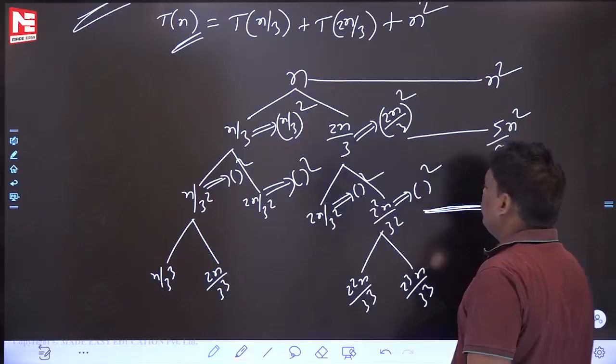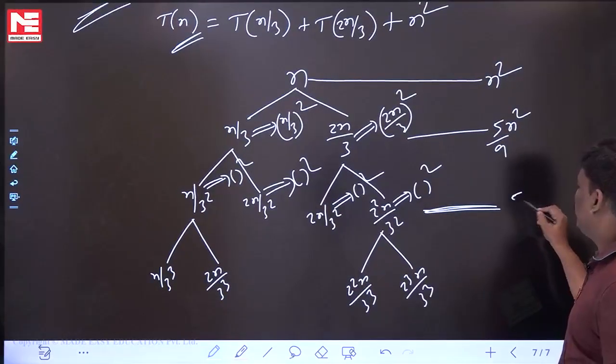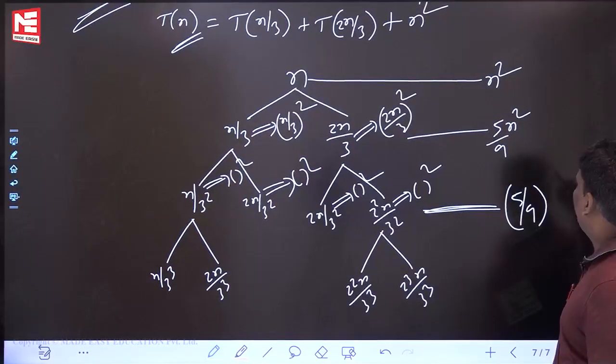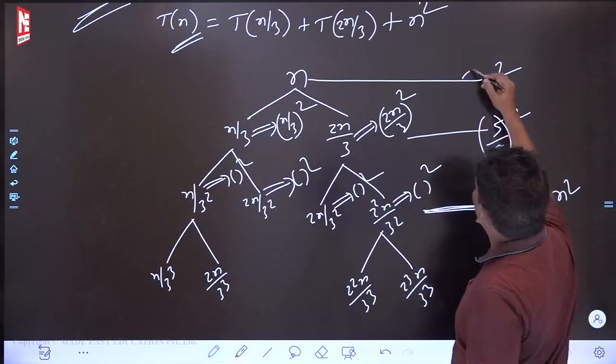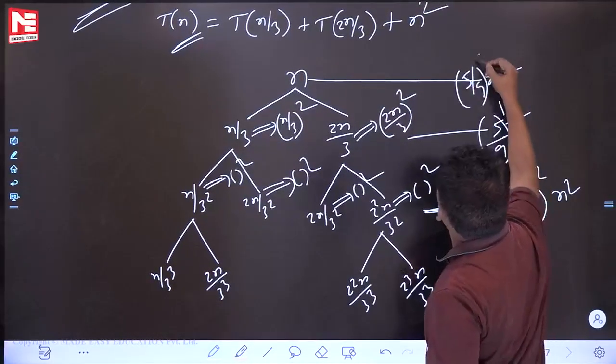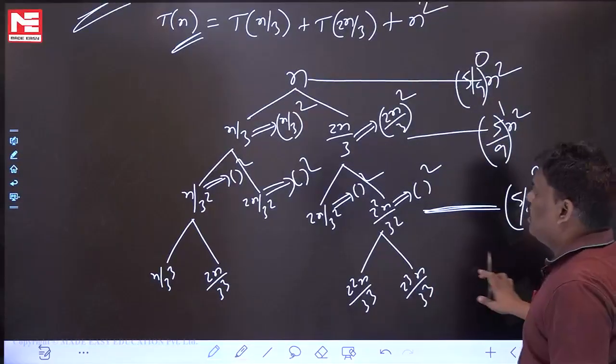Right? Add them. If you add all of them, you can verify. (5/9)^0 n square, (5/9)^1 n square, (5/9)^2 n square will come. Right, like that. Now can you help me now?